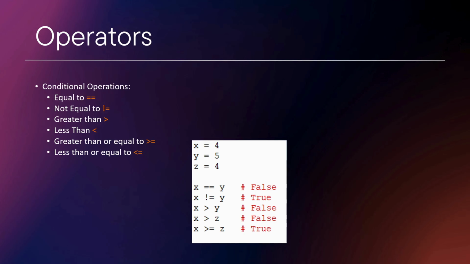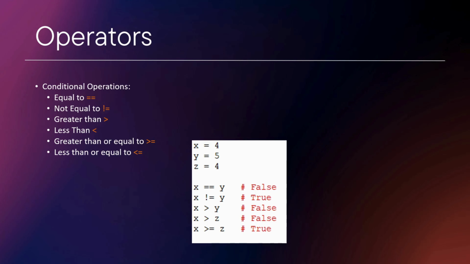So for examples, we have three values. x is equal to 4, y has a value of 5, and z again has a value of 4. For the first operator, if we want to check whether the values of x and y are the same, we simply use x double equal y. It will give us false because x and y have different values. Then if we want to check x is not equal to y, we want to check if both of them are different. So it will say that is true. x and y have different values.